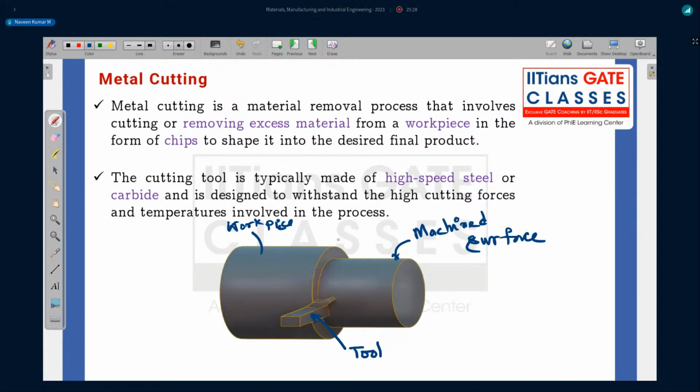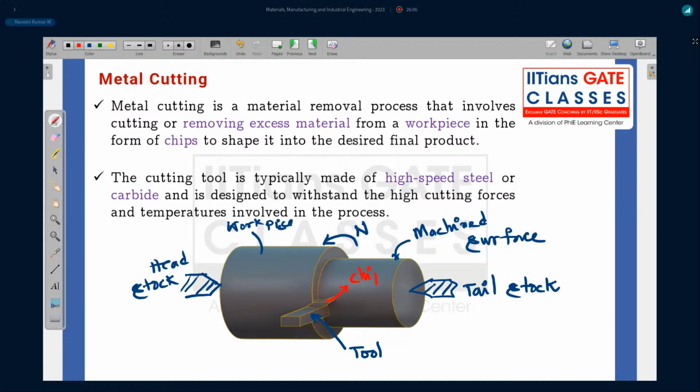And how does this remove? You can rotate the workpiece with the help of a headstock. This is put in a lathe machine, right? This is the headstock, and you can support your workpiece through a tailstock here, right? This is the tailstock. And you can remove with the help of chip. So whatever is coming out here is chip. You're removing with the help of chip.